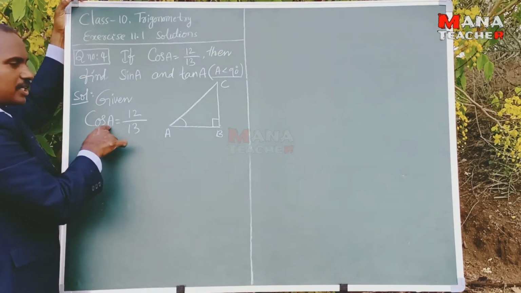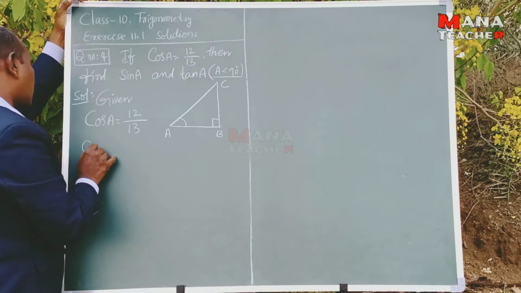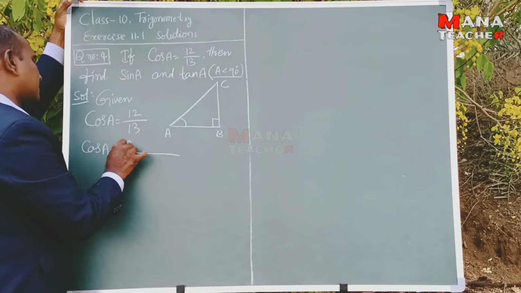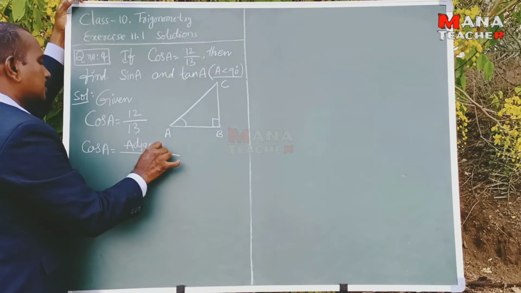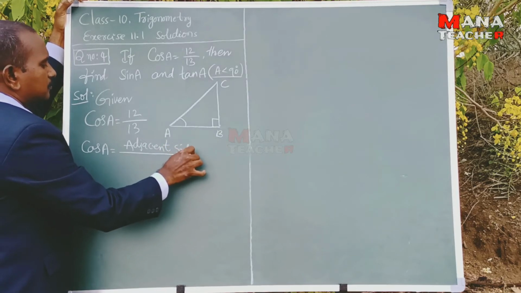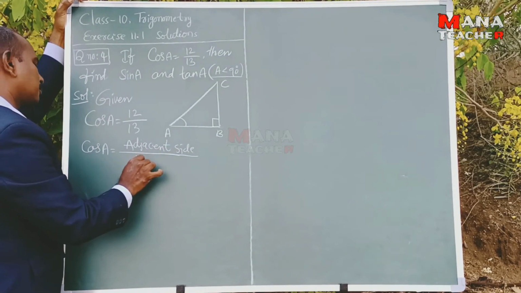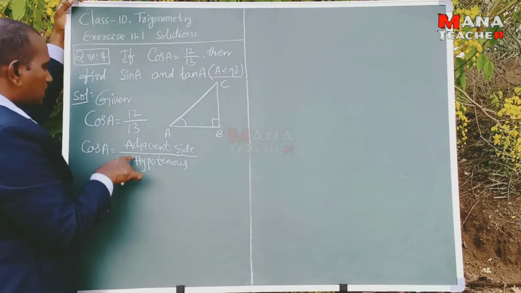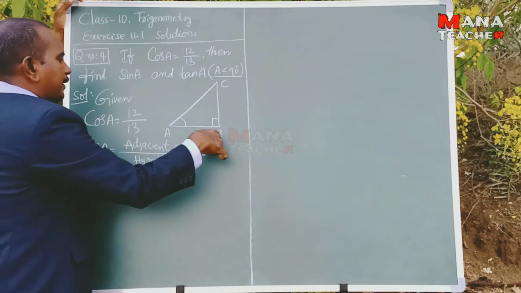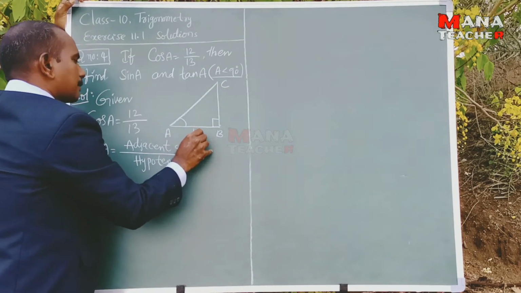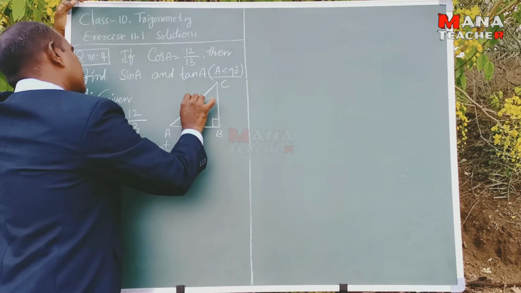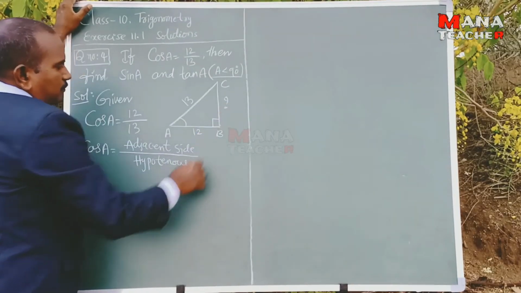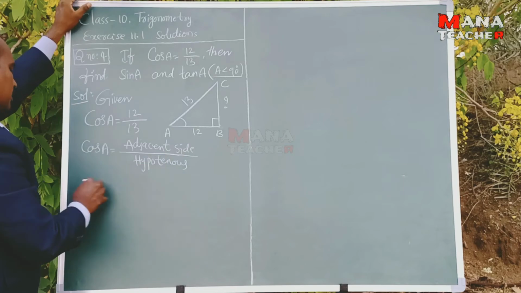Now, what is the cos ratio? Here cos A equals adjacent side by hypotenuse. Now, what is the adjacent in this one? AB, 12, hypotenuse 13, 12 and 13 given. Now, what is BC? We have to find out BC first.